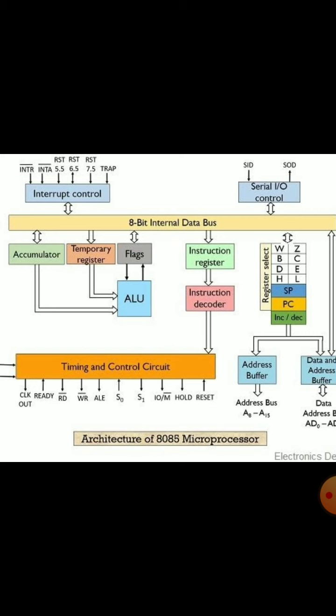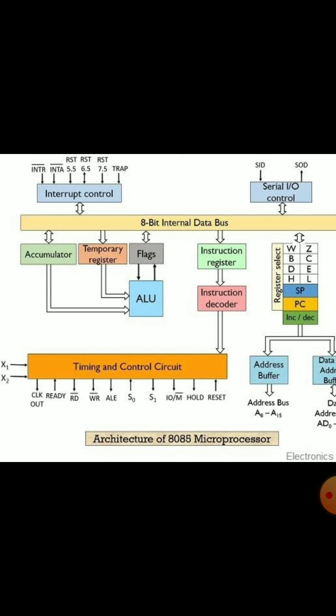So it can access up to 64 KB of memory locations, because a 16-bit address bus is there. We know the formula 2 power n, which is 2 power 16, where n is the number of address lines. So 2 power 16 is equal to 64 KB memory locations. These are the basic features of the 8085 microprocessor.